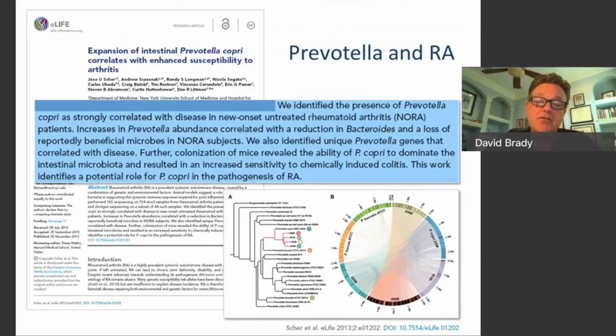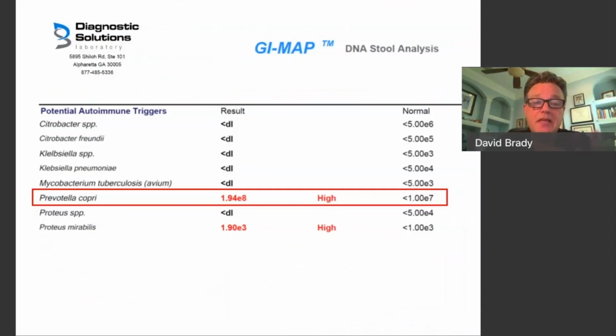Now, over the years, as we've worked with GI-MAP testing, we've been following the literature very closely. So when information came out on Prevotella being very strongly linked to new onset rheumatoid arthritis diagnosed patients, these were being added sequentially to the autoimmune triggers section on the test. So here is a patient subsequently down the road with Prevotella copri being identified quantitatively higher than the average person. Is this the sole factor driving their rheumatoid arthritis? We don't know. Probably unlikely, but it's one of them.